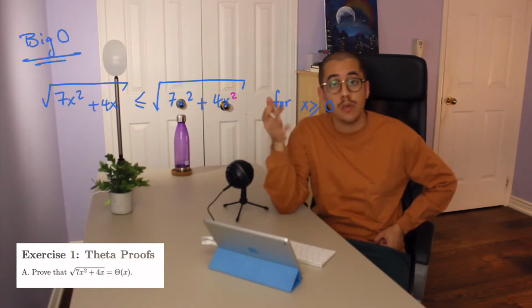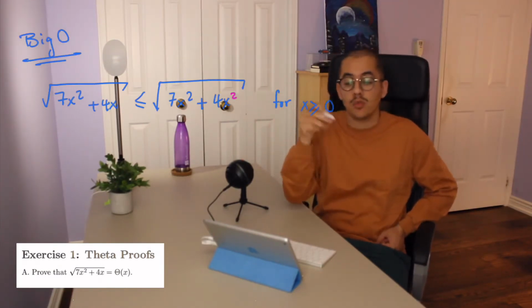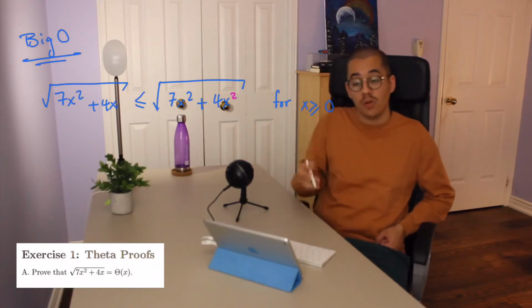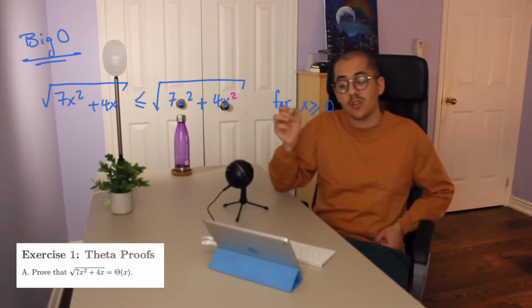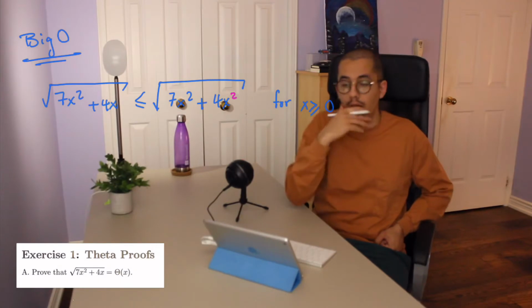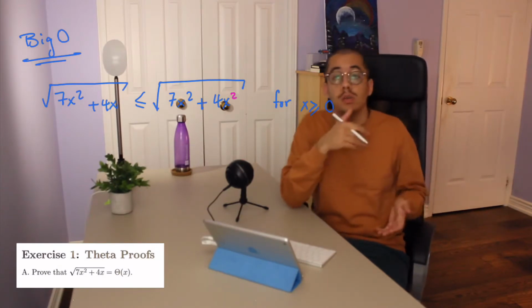Alright, so square root of 7x squared plus 4x, how can we make that bigger while simplifying it? In my opinion, the number one thing we can do is to change the 4x into a 4x squared. So the inequality would be square root of 7x squared plus 4x is smaller than or equal to square root of 7x squared plus 4x squared, for x obviously being bigger than or equal to 0.